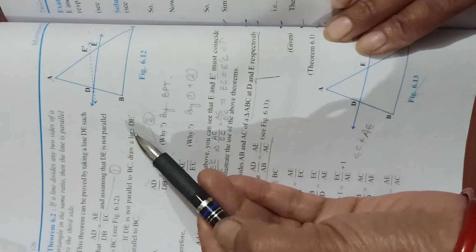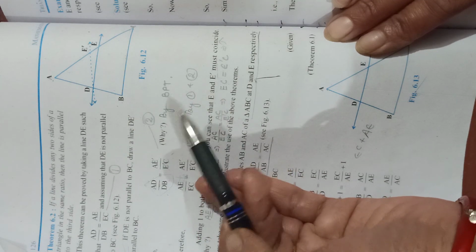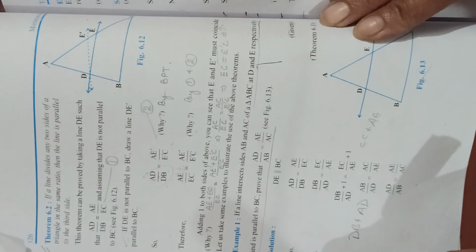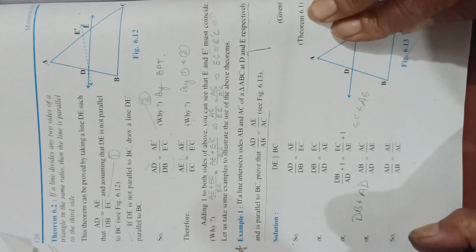So we had assumed DE dash is parallel, which means DE is actually parallel. That is what we had to show. Okay, so it's not difficult. थोड़ा बहुत ध्यान से उसको देखो, समझो, you'll follow it. All right.